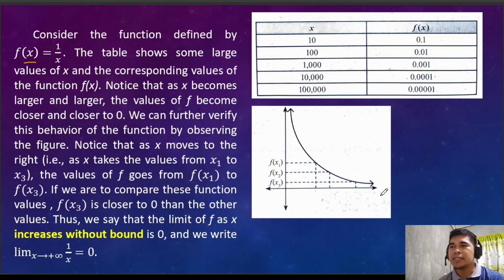Thus, we say that the limit of f as x increases without bound, so dahil x nagkadako without bound, is 0. So we write limit of 1 over x as x approaches positive infinity equals 0. So positive infinity siya because this side, the right side. So kung balikon, limit of 1 over x as x approaches positive infinity equals 0.